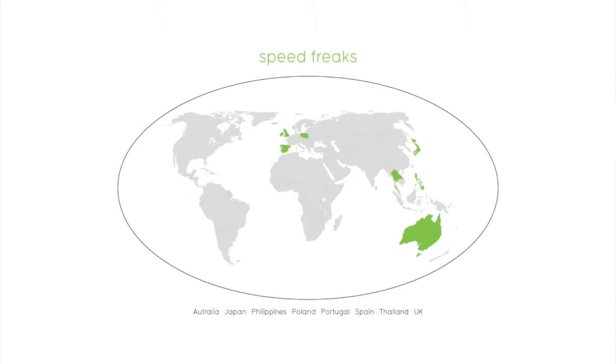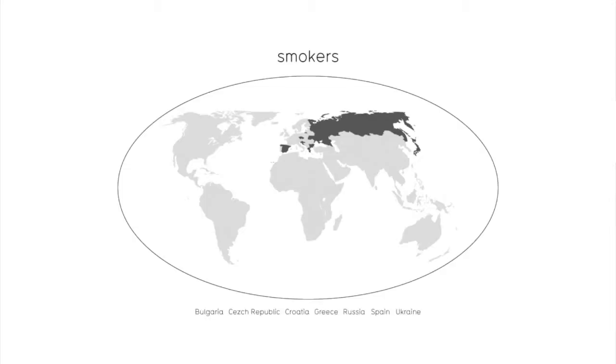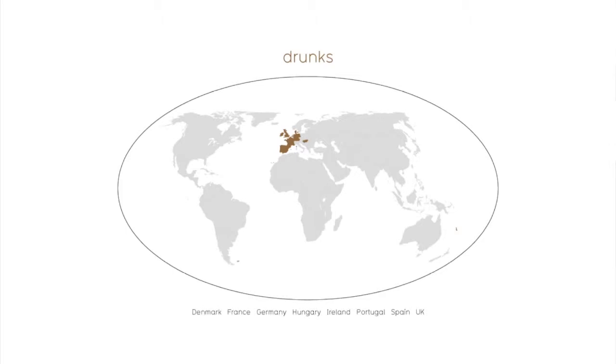Speed freaks. Smackheads, that's very depressing. Smokers, interesting correlation. And of course, the drunks. So, a simple visualization, a little bit of data, tells a little story, and opens your mind a little bit to that realm.